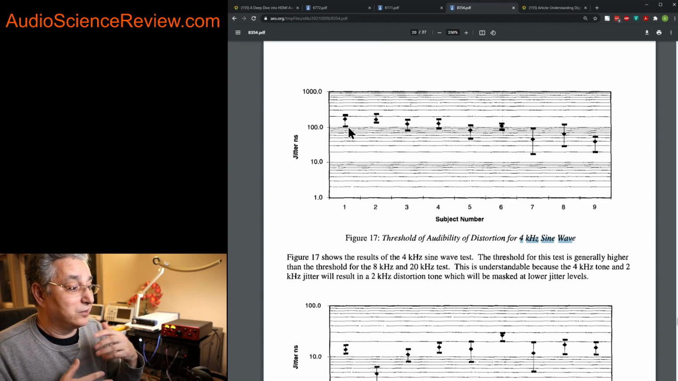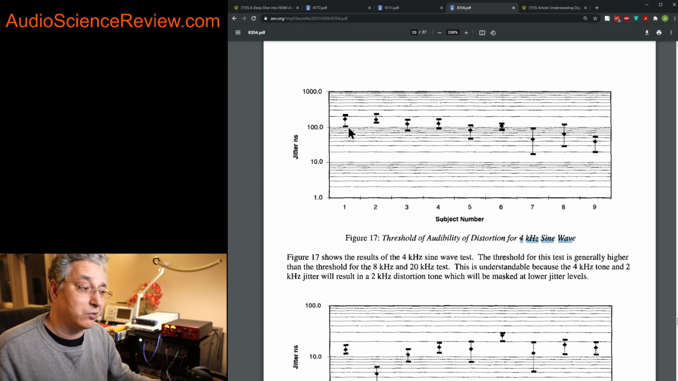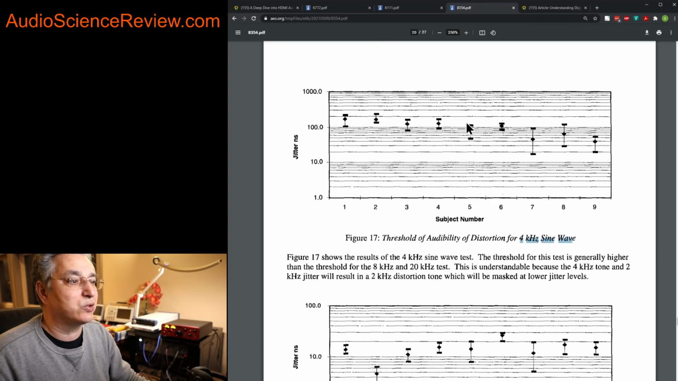and that number was registered. So it's not a statistical double-blind test where we could tell if these results are 100% valid, but directionally, they're probably okay. We see that with 4 kilohertz, the thresholds are very high. We're talking 100 nanoseconds for many of these listeners.